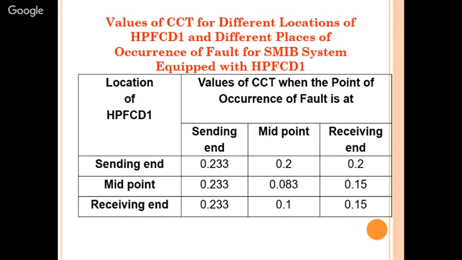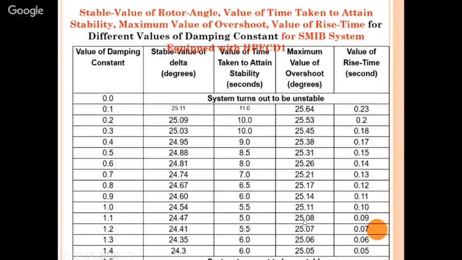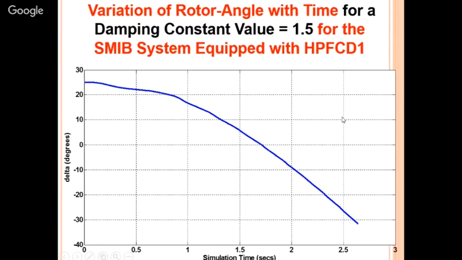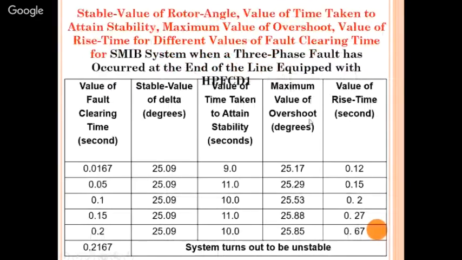So accordingly, a comparison was made by making all these combinations, and the value of critical clearing time was noted. It is almost like 0.233 at the sending end, 0.2 at the midpoint, and the values at the receiving end are also coming. As can be seen from here, the system turns out to be unstable when the value of fault clearing time is 0.2167. So the critical fault clearing time is almost 0.2.